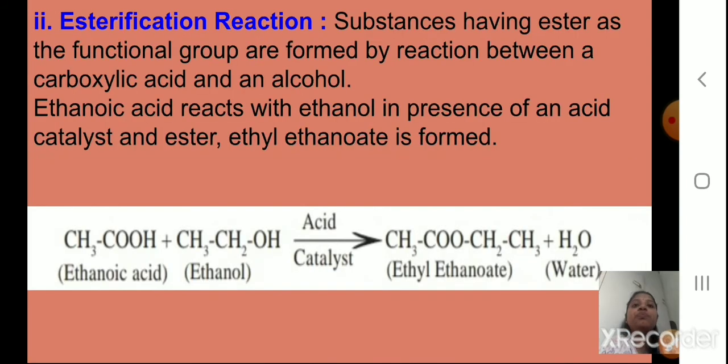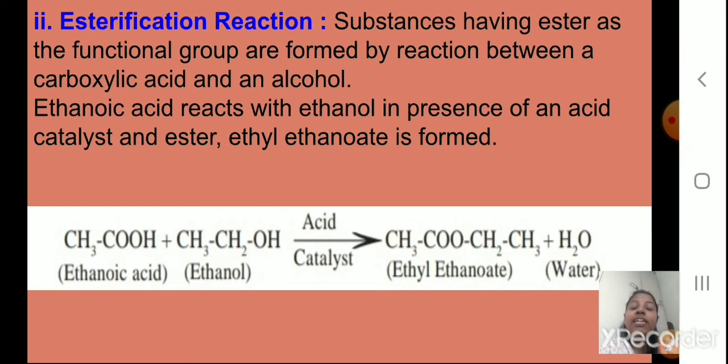So the second part we are going to see is the esterification reaction. Now what is this, students? Substances having ester as the functional group are formed by the reaction between a carboxylic acid and an alcohol. Ethanoic acid reacts with ethanol in the presence of an acid catalyst and the ester ethyl ethanoate is formed. So you can see the reaction, students.